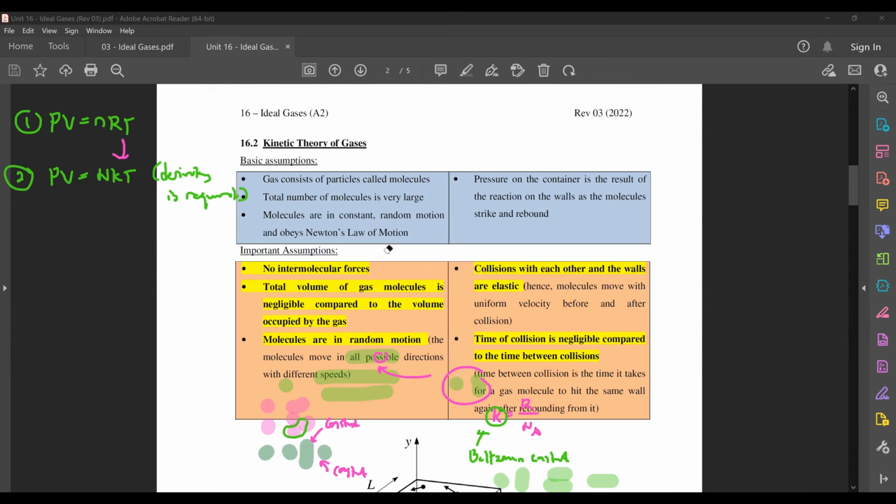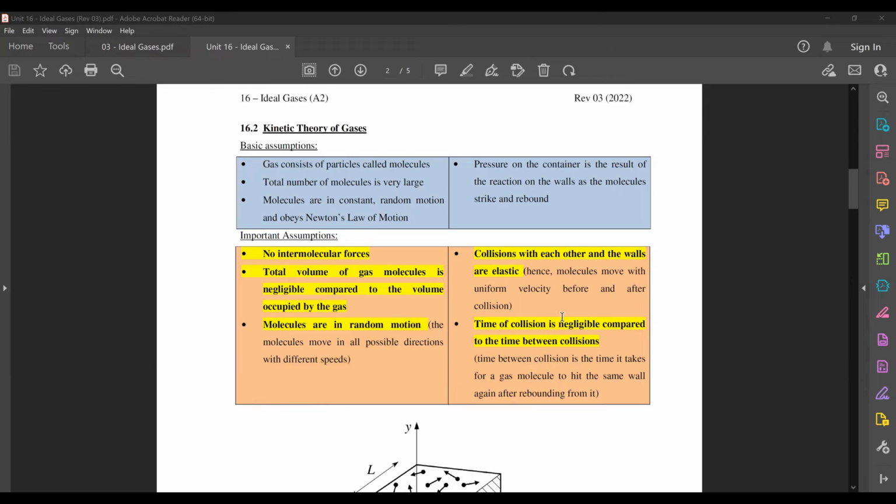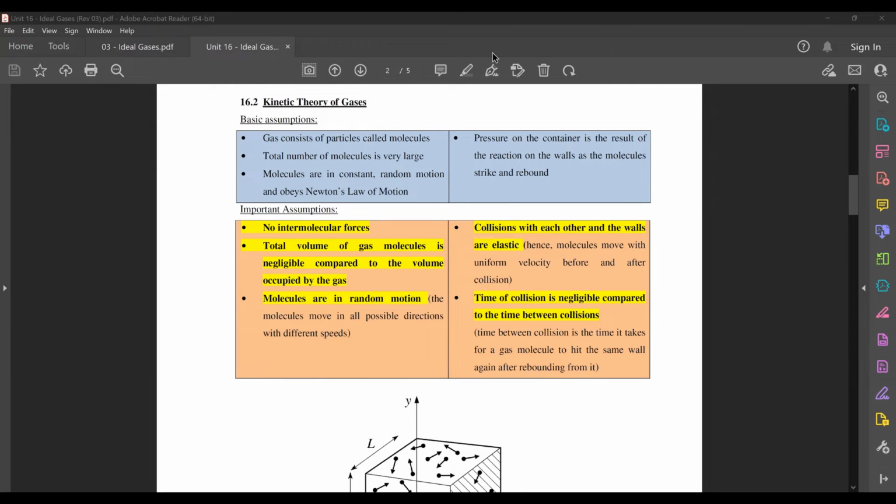Now if you move on to the next page, you have to go through something called the kinetic theory of gases, which you may have learned before this. For the kinetic theory of gases, there are actually two sets of assumptions. One is for the basic assumptions, another one is for the more important, more detailed assumptions.